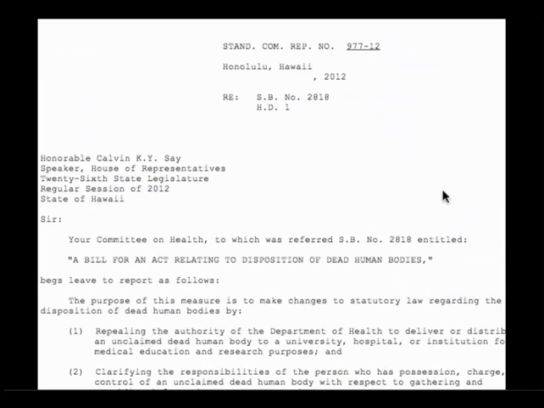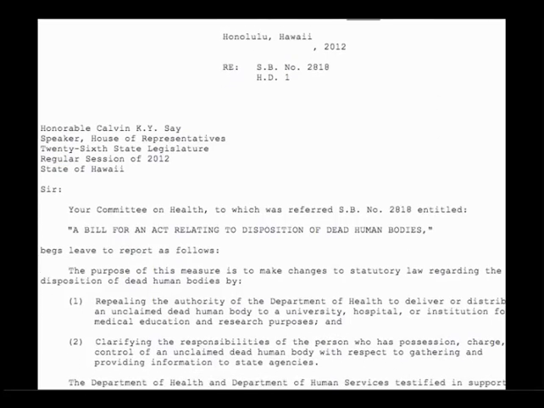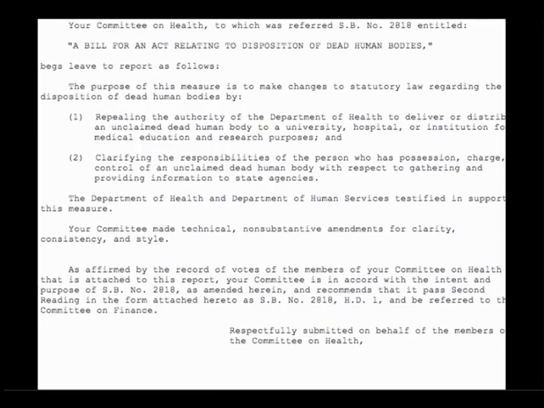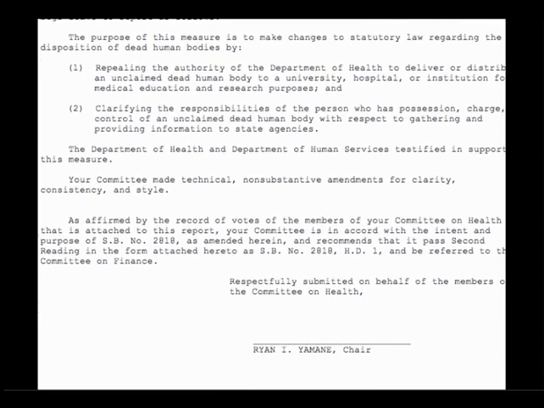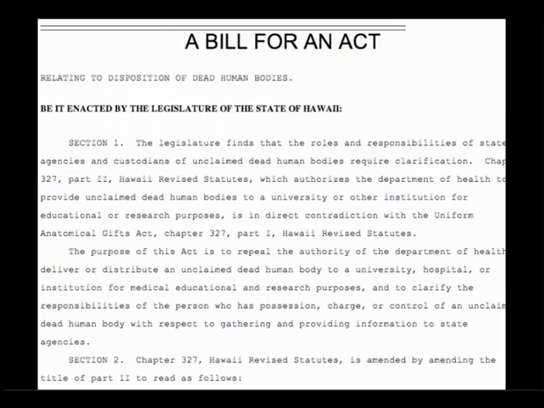And so if you click on one of these, you will see that the committee actually tells you what the purpose of the bill is and who testified and what change was made. So in the middle of the page, you'll see that it says, your committee made technical, non-substantive amendments for clarity, consistency, and style. This is a formula type of language. All it means is that they corrected some typos or did a little grammatical wordsmithing, but they didn't make any changes to the content of the bill. So whatever you understood the bill to be by taking a look at the original version is still current and good with the bill. So now that you know this, how do you turn this into a legal memo?